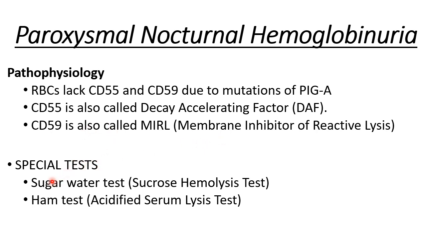We make use of two types of tests. Number 1, yung ating sugar water test or yung sucrose hemolysis test. And the other test makes use of an acid, no? HAM test or acidified serum lysis test. In PNH, mas prone sa lysis ang mga RBC. Mga normal RBC resist the lysis from the sucrose and the acid. Okay, so ang more hemolysis, mas nagpo-point to PNH.